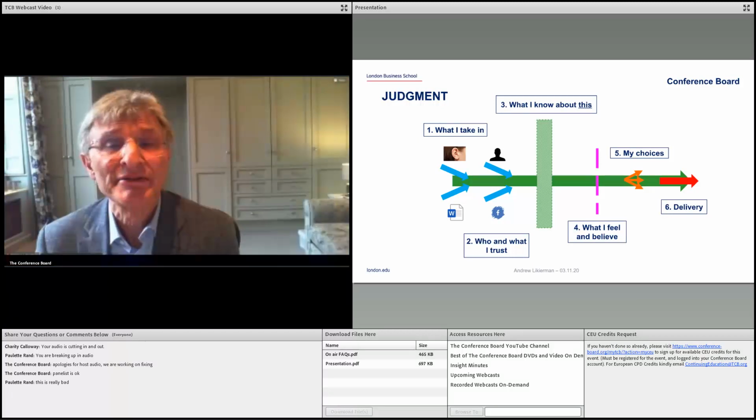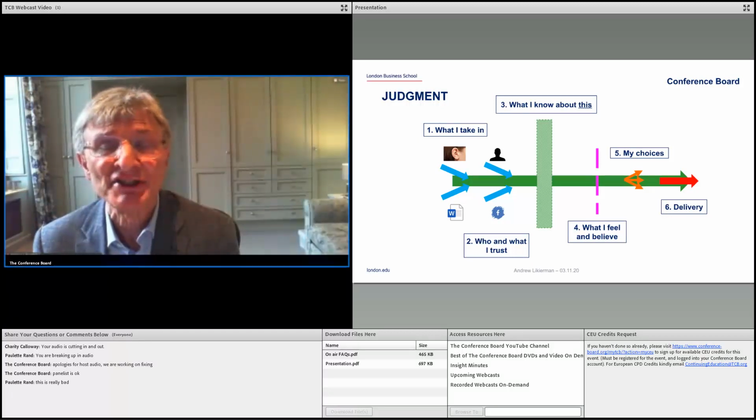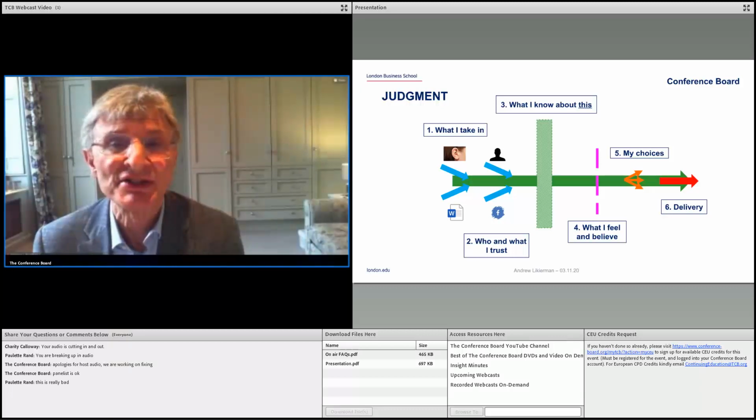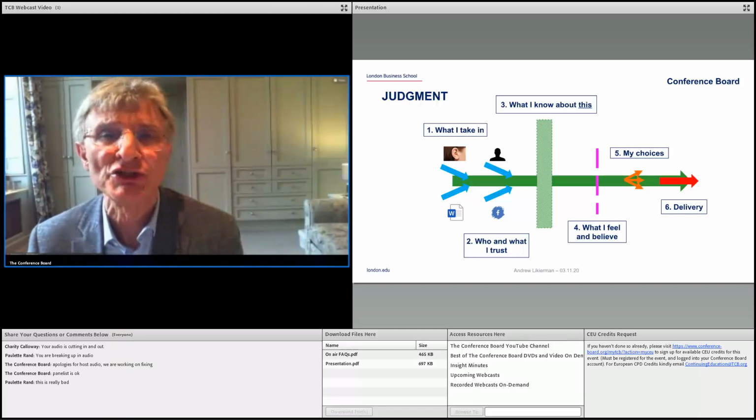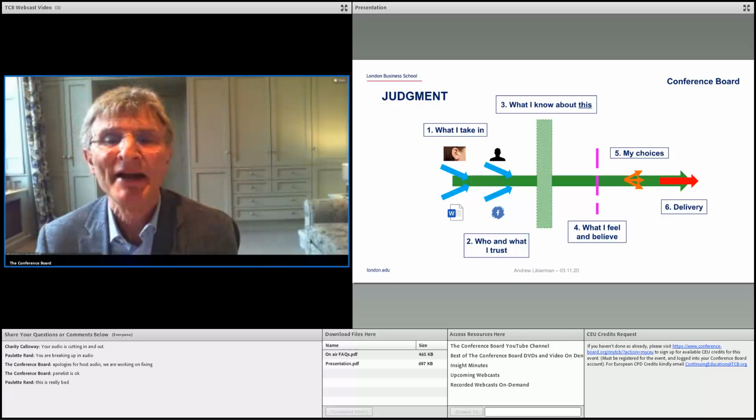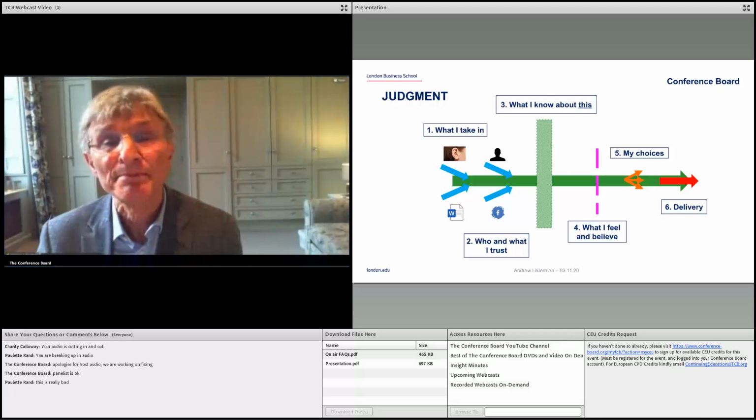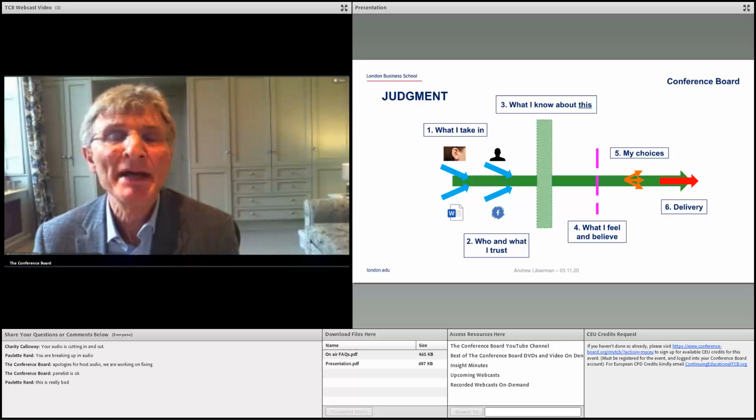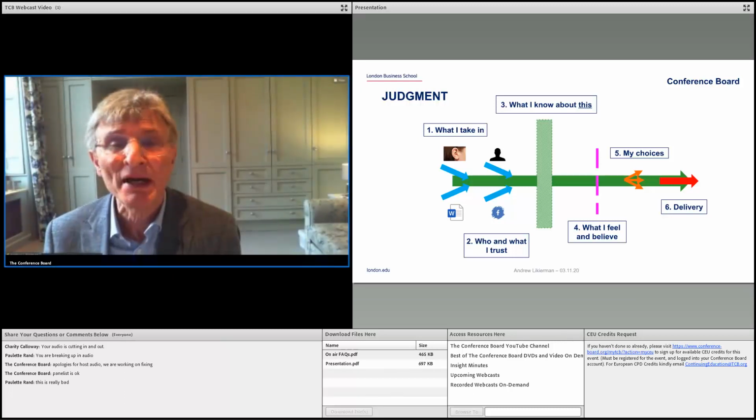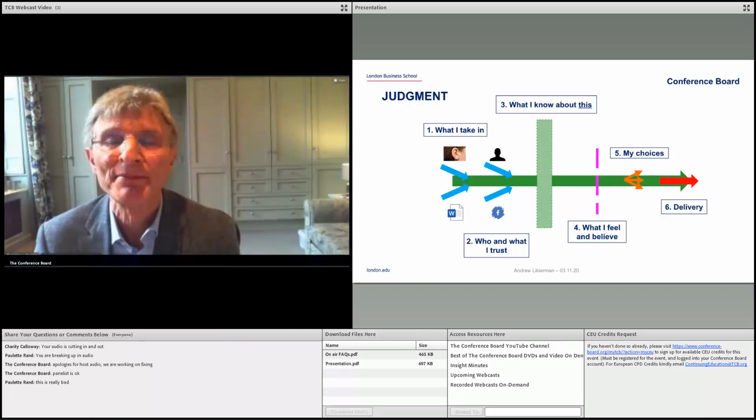And in the case of digital decisions, most of us don't know very much about this. And that, of course, is why digital decisions are such a vulnerable element for any board. Number four is one's feelings and beliefs. Many of us approach these kinds of decisions with existing biases. We have biases, we have feelings about things.